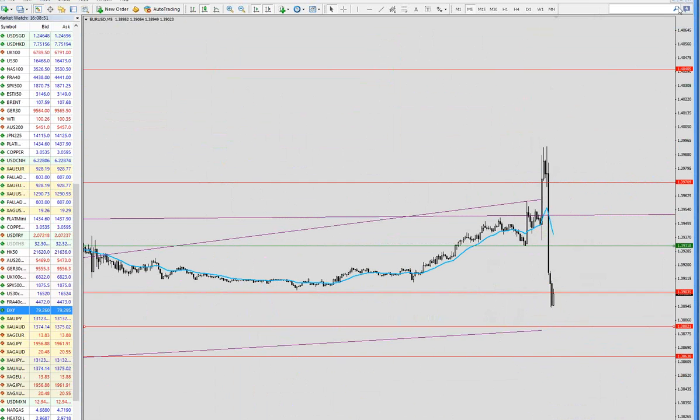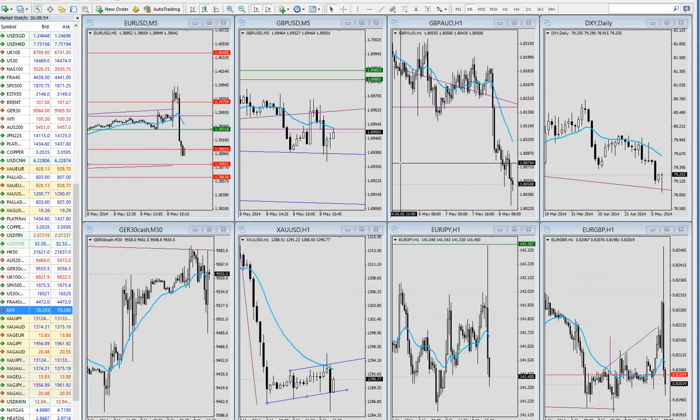But as long as I can see here, we need a few pips higher on the dollar index to make the reversal, okay?